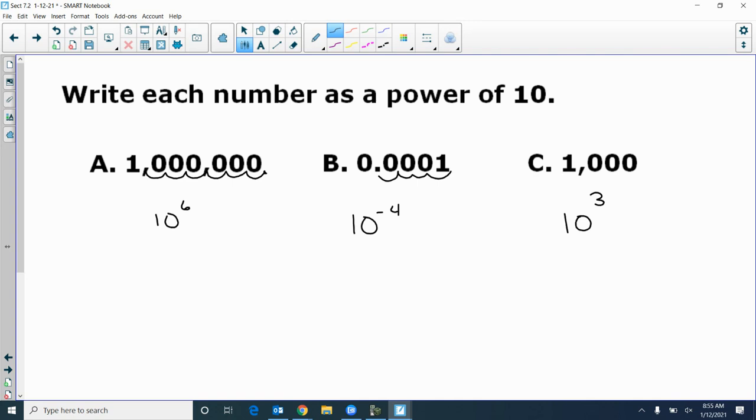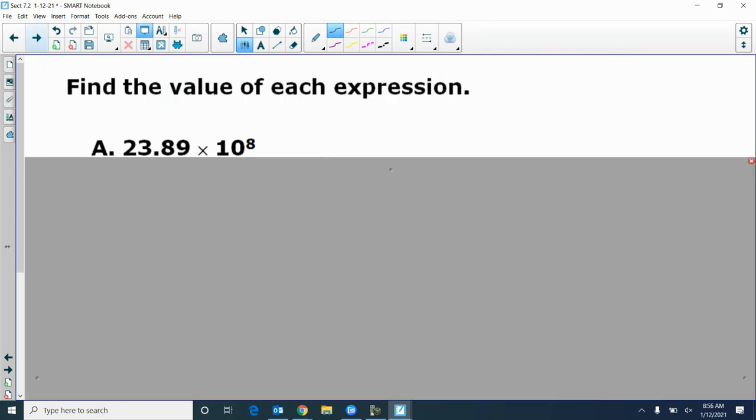So that's just 10 to a power. Zach? You got I don't even know what the next one is. All right, wait a second here for the next one. This is not on your guided notes, but just pay attention.